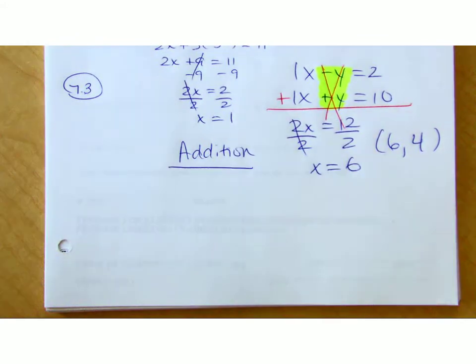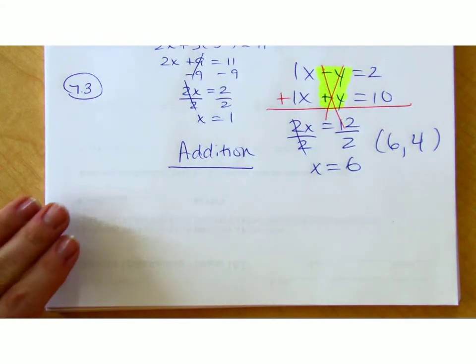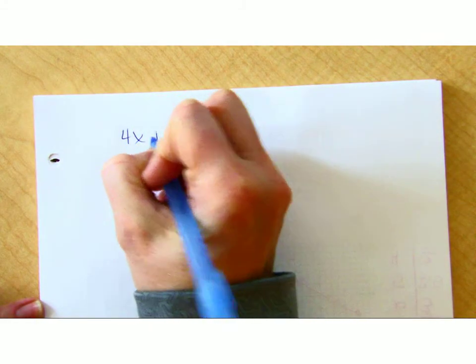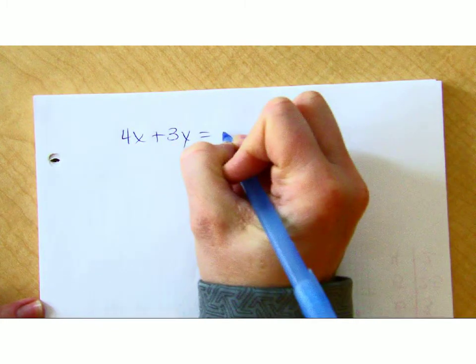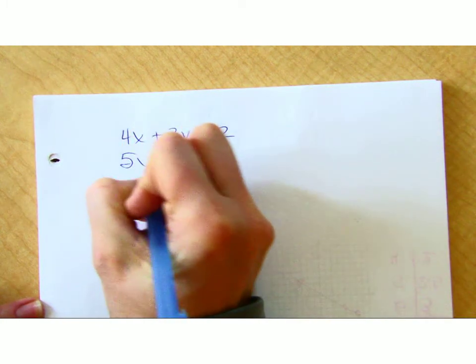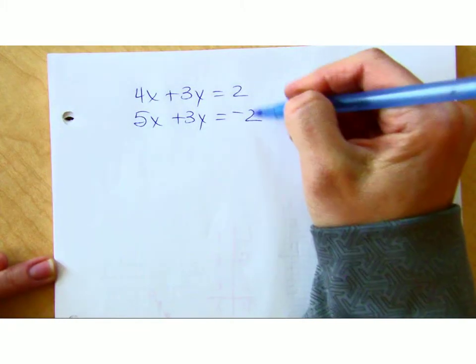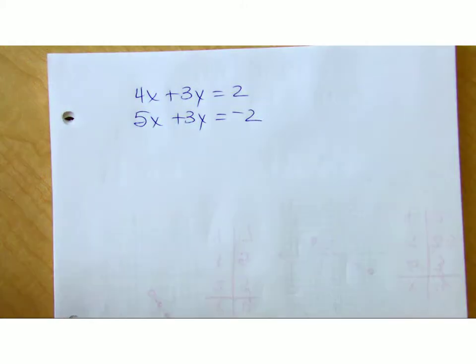Okay, now I'm going to give you another problem. And you're going to be able to look at it and say, okay, it's not exactly like the one we just did, but it just looks a little different. So if I were to say 4x plus 3y equals 2, and 5x plus 3y equals negative 2.